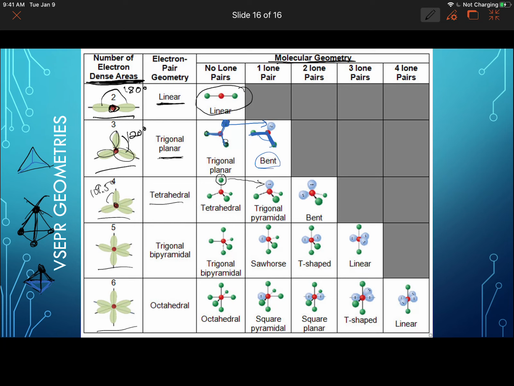And then if we take another one of those atoms and replace it with another pair of electrons, we go back to having a bent structure of our atoms.